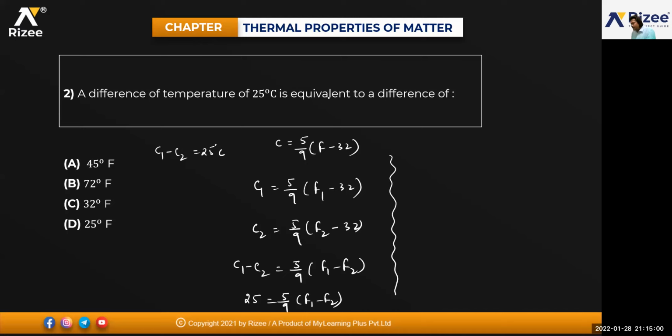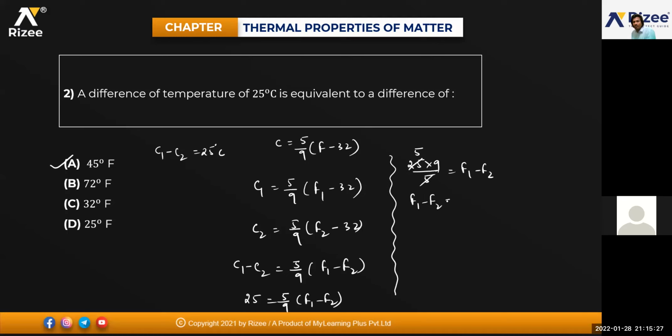Option A, very good. So this will become 25 into 9 divided by 5 is equal to F1 minus F2, the difference. 5 fives are 25, 5 nines are 45, 45 degrees. So F1 minus F2 will be equal to 45 degrees. Clear? Okay, next one.